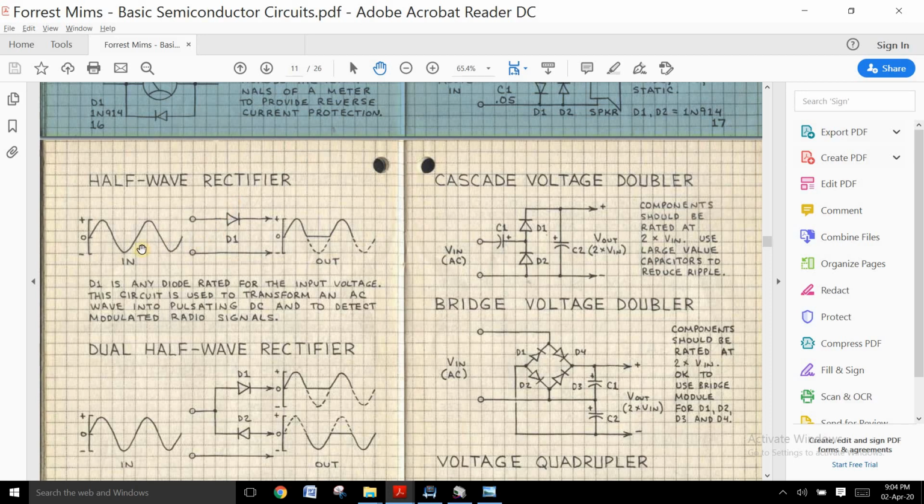You know AC is a sinusoidal wave. It moves like this, from 0 to the positive half cycle, to the negative half cycle, back to the positive half cycle, back to the negative half cycle. That's how it moves. From 0 to under 0, that's one cycle. The positive side is the positive half cycle and the negative side is the negative half cycle.